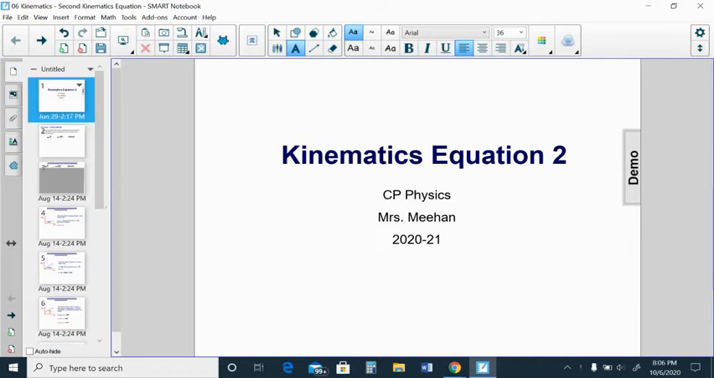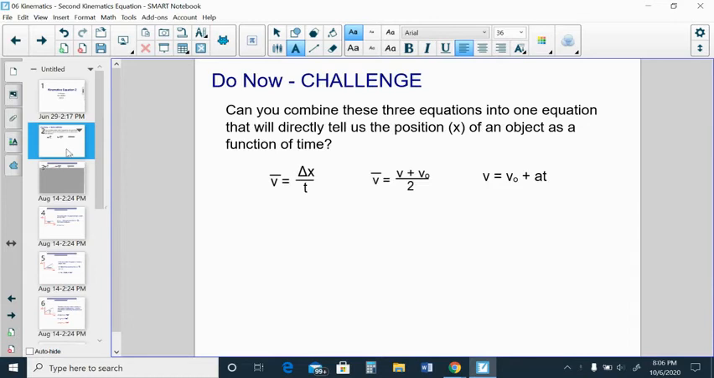Hi everyone, it's Mrs. Meehan, and in this lesson I am going to go over the second kinematics equation. Let's try a challenge. Can you combine these three equations into one equation that will directly tell us the position of an object as a function of time? See if you can do it.